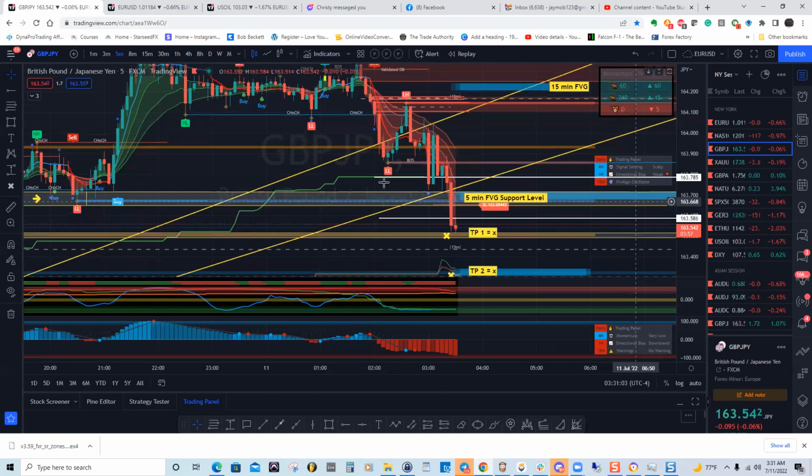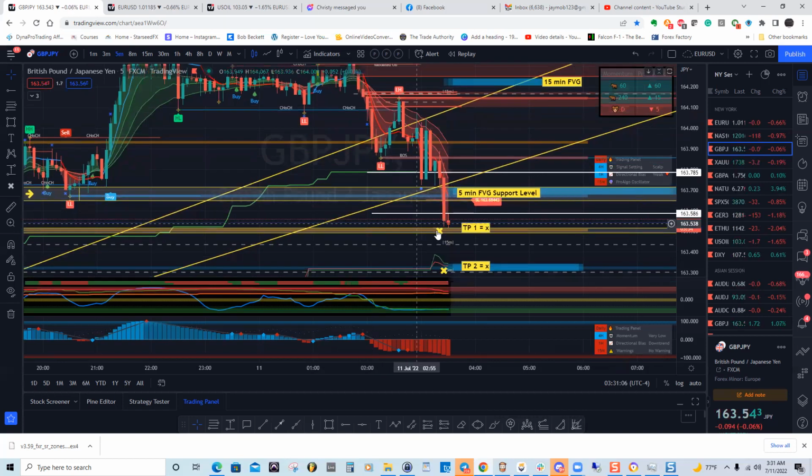If it breaks past X, you see, I already got TP1. I'm good, right? This trade is won. I won a trade. So if you took this trade, you should be winning. If you took it, you should be winning.